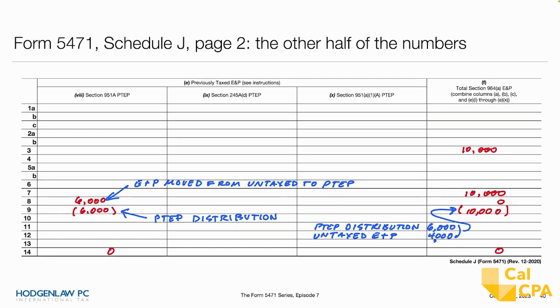You can see on line 8 how I moved the positive E&P over to previously taxed Section 951(a) earnings and profits. And then line 9 shows the distribution of those profits to the shareholder. And then column F is just the totals. So that's how the whole E&P thing flows together.